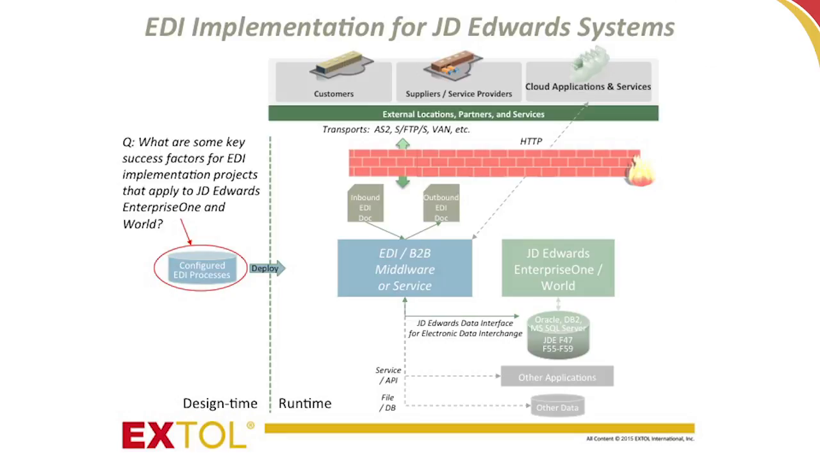JD Edwards products all expose multiple interfaces for integration, but the key interface for EDI is called the data interface for electronic data interchange. And that interface is supported in some form by all of the JD Edwards products and versions I've mentioned, including older World systems. It consists of a set of database tables identified using the code prefix F47, which you see in the diagram. And those tables provide a safe, supported means to stage EDI input and output data and to pass it in and out of the JD Edwards software without directly modifying live production data.